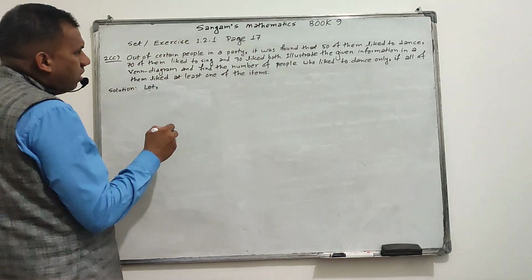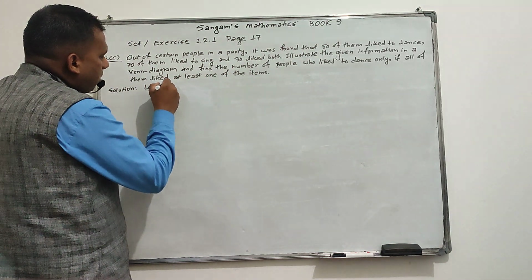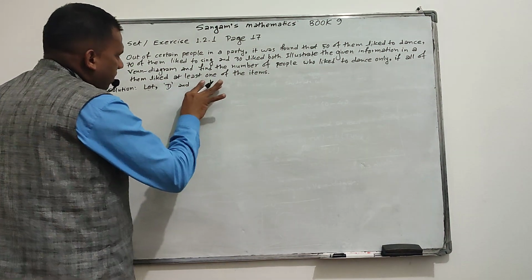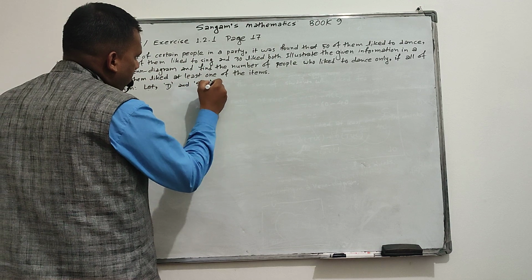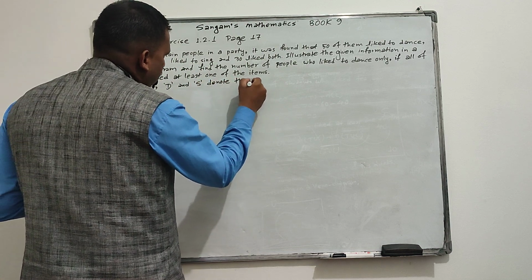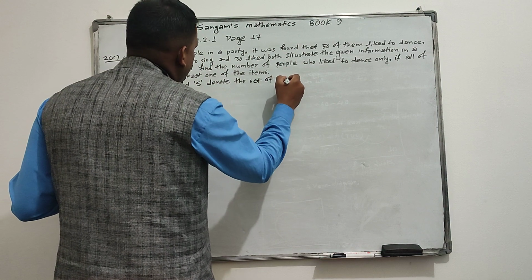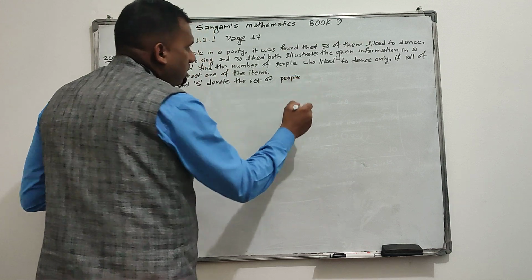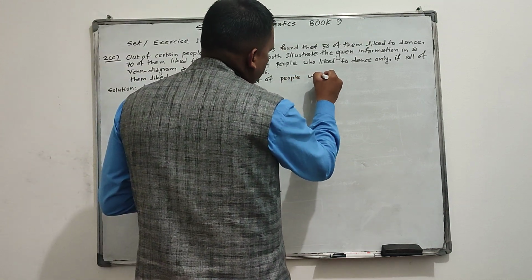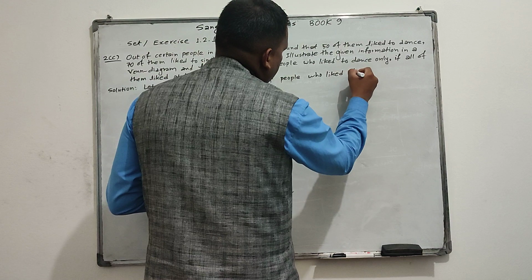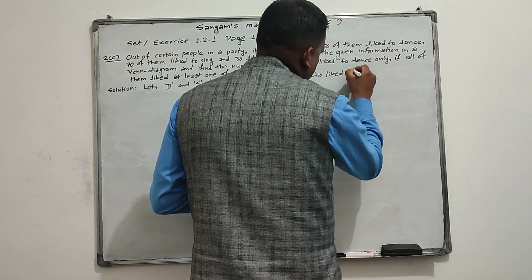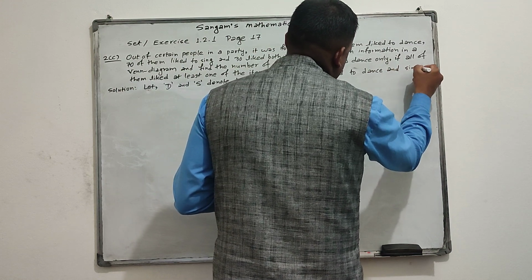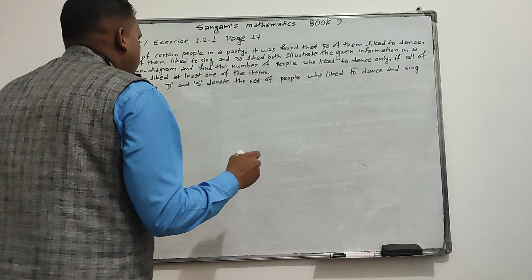Let D and S denote the set of people who like to dance and sing respectively.